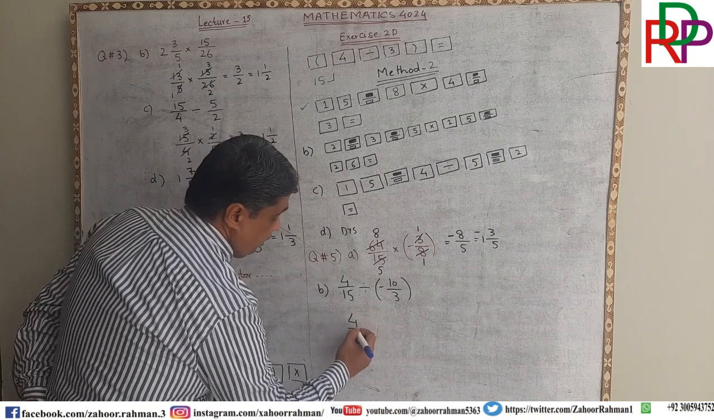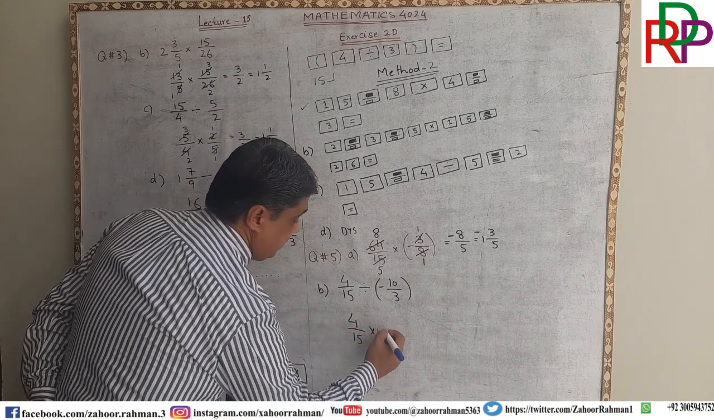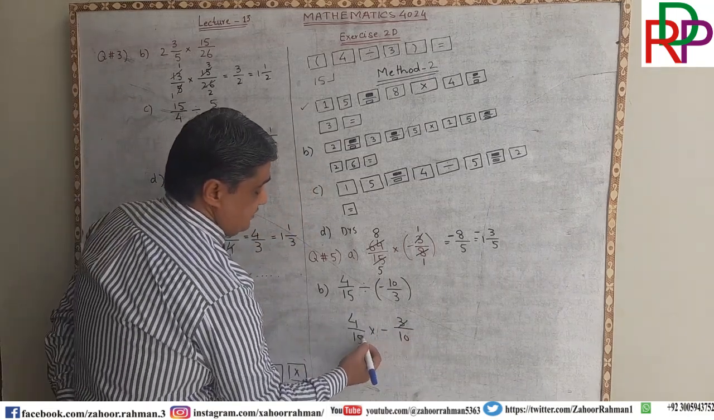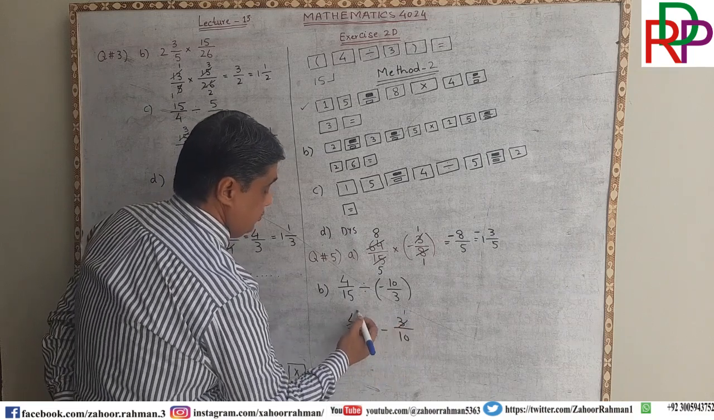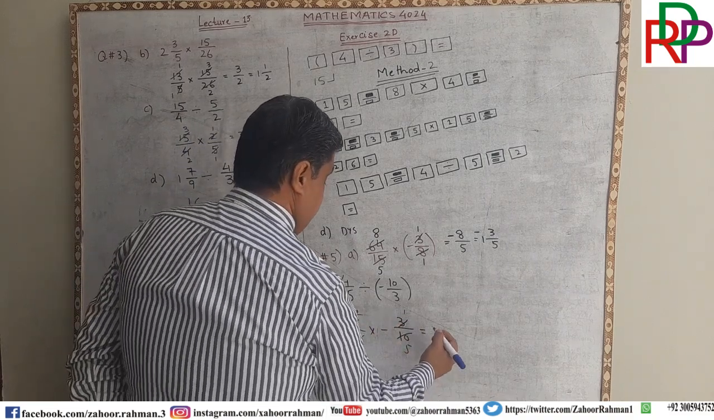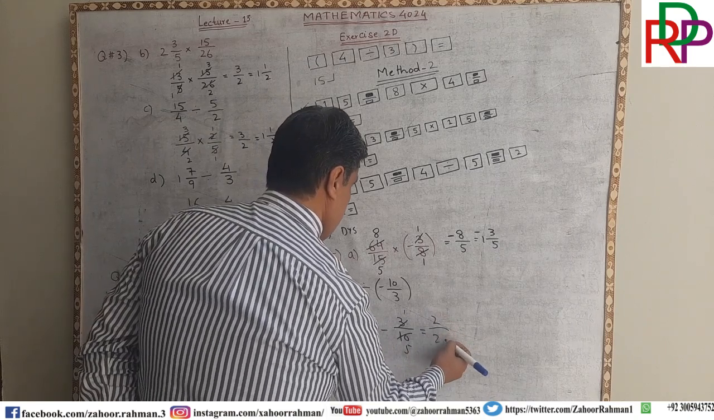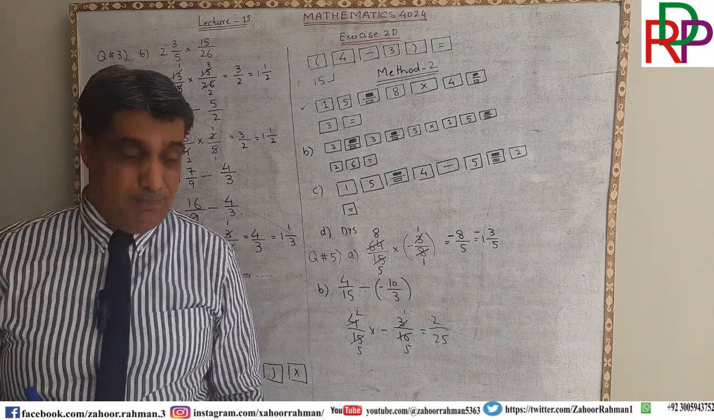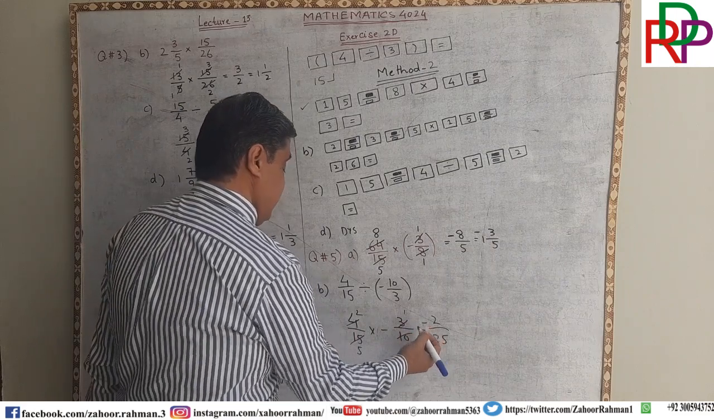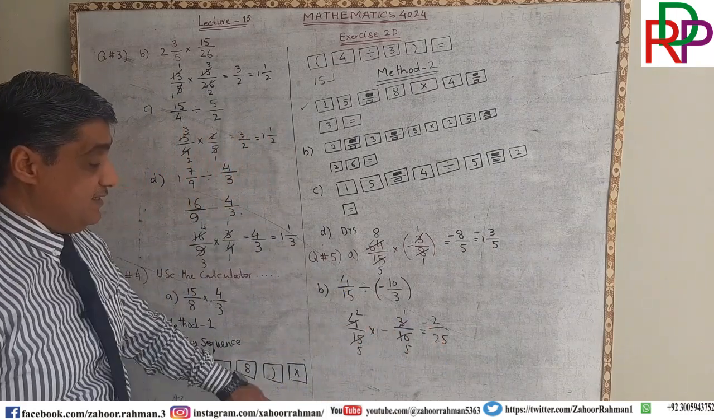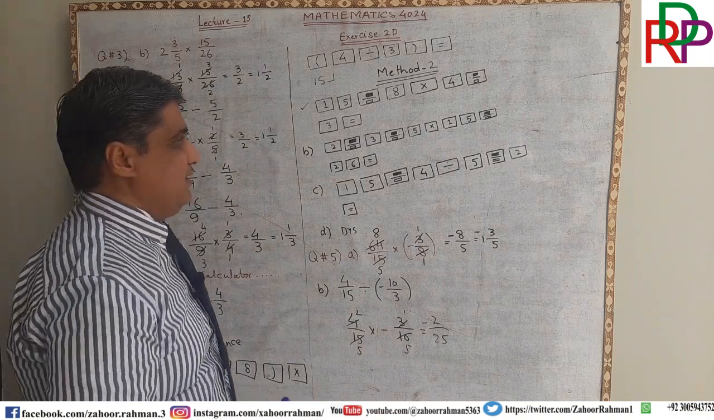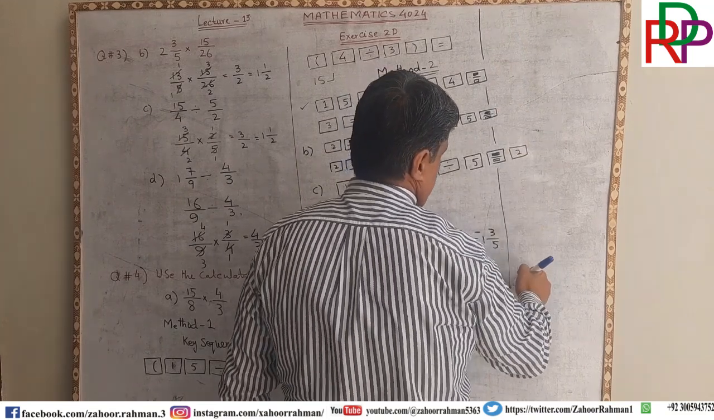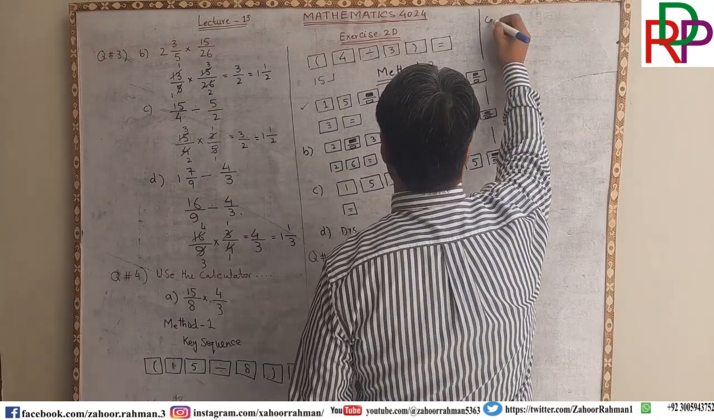So 4 over 15 multiplied by minus 3 over 10. 3 ones are 3, 3 fives are 15, 2 twos are 4, 2 fives are 10, and that will be equal to 2 over 25, with the negative symbol, because there is a negative symbol here. Now we are going to the other part, and that is C part.